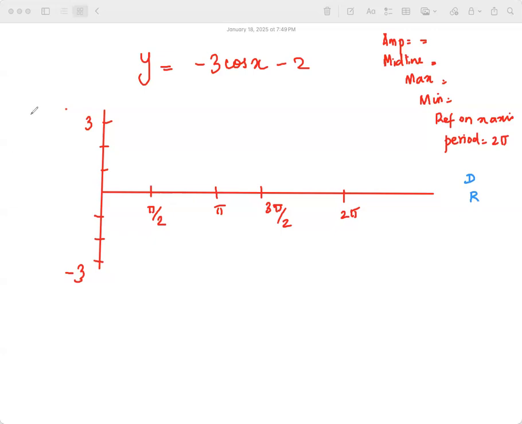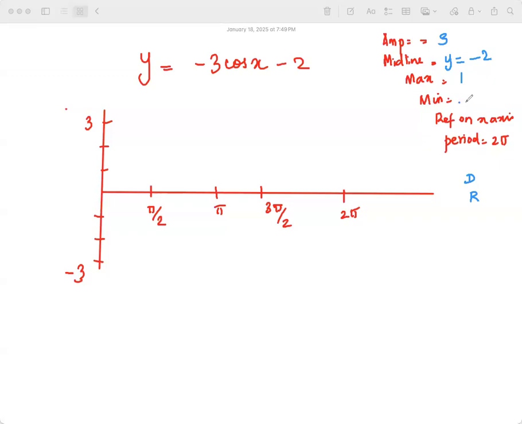Ritik, what is the min value, max value? Or Bhuvanesh, can you tell me the min value, max value? Or Nitin? Maximum would be 1. Correct, maximum would be 1. See, the amplitude here is what? 3. Midline is? Y equals -2. Yeah, so the maximum is 1.